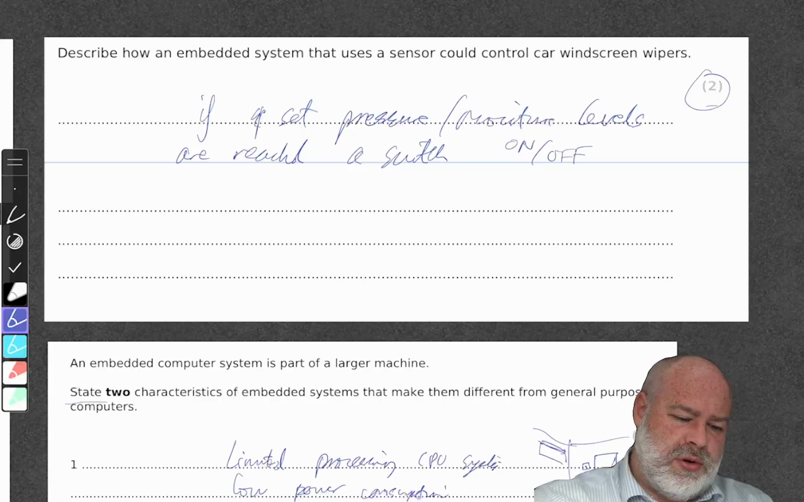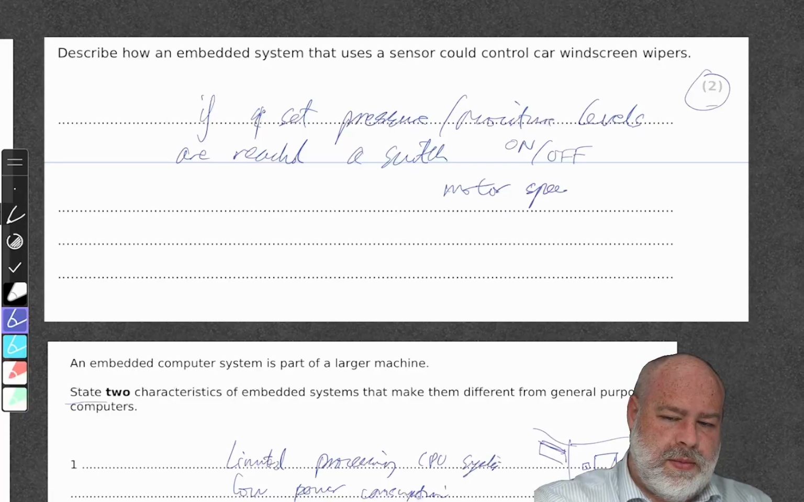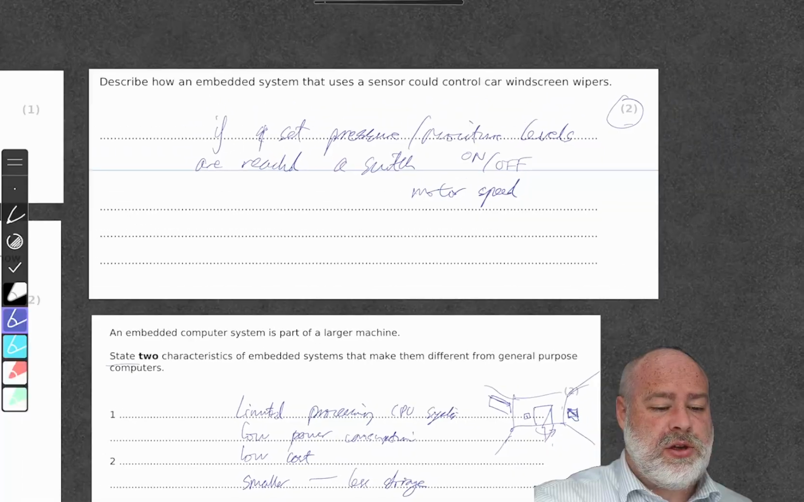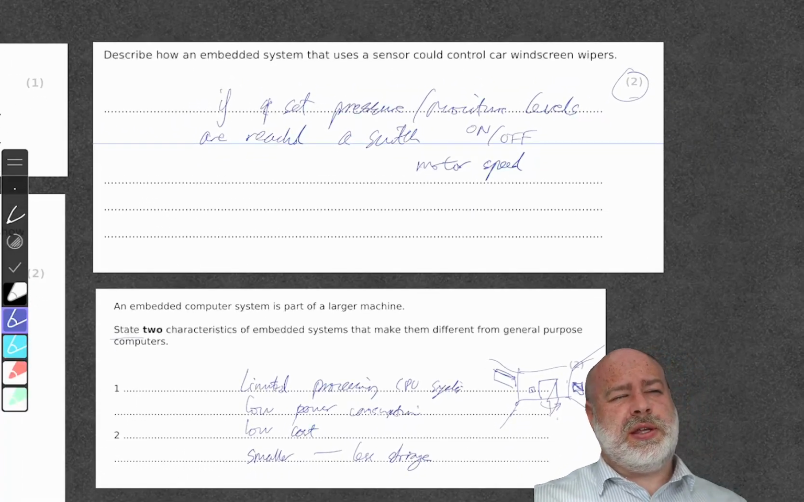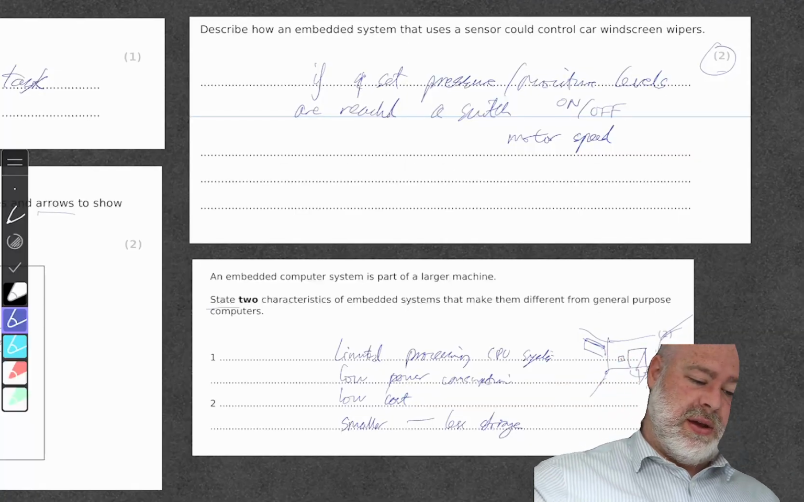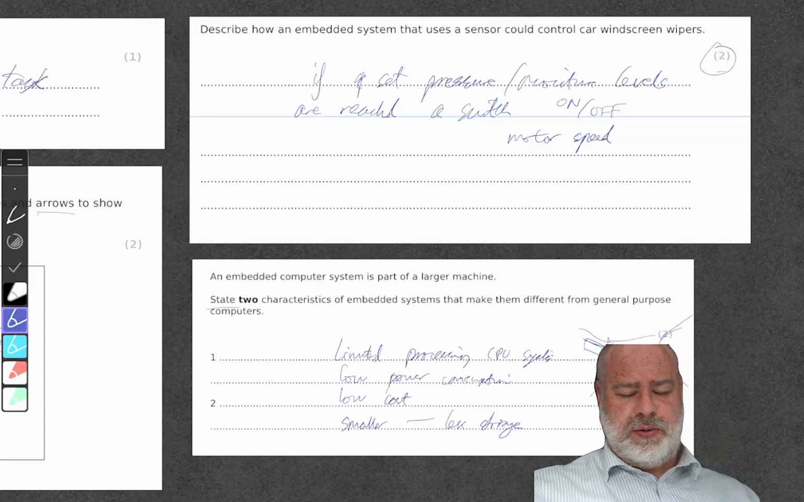And you could also talk about motor speed. Again, actuators and arms and things like that. But you just need to link these two things together. You need to have two different things that you're saying to get those two marks. Make sure the examiner's got two things that you can say at any time to get the two marks. Don't just say pressure, moisture levels and then leave it alone.